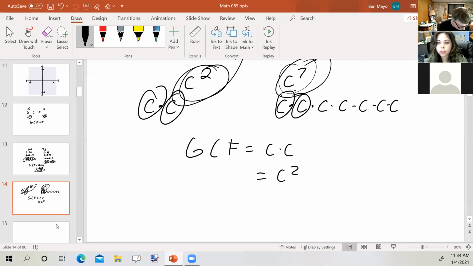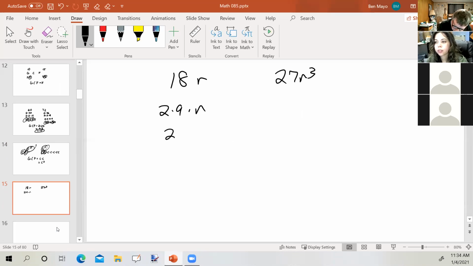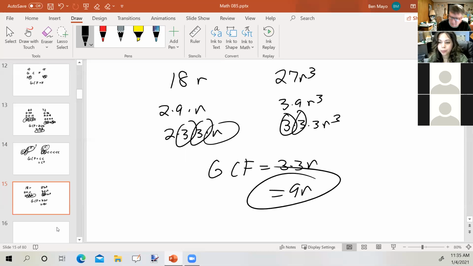Yeah. Let's take a look at this one. 18r and 27r cubed. Well, 18 is 2 times 9, or 2 times 3 times 3. 27 is 3 times 9, or 3 times 3 times 3. So they share a common factor of a 3, another common factor of a 3. So that would be 9, and then the lowest power of r is r to the 1 power. So we'd end up with 9r as our greatest common factor. Any questions on that?